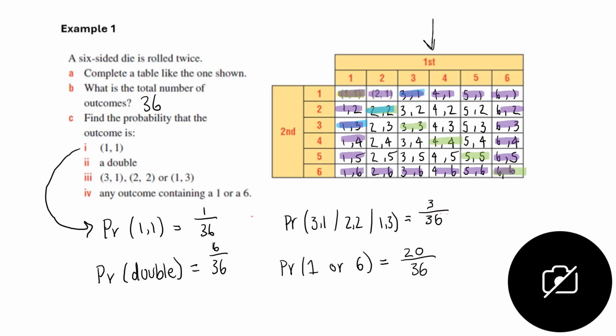I do find array tables a little bit easier than tree diagrams because the information is a lot clearer, but it's very easy to see the connection between the two of them. Let's try a second example.